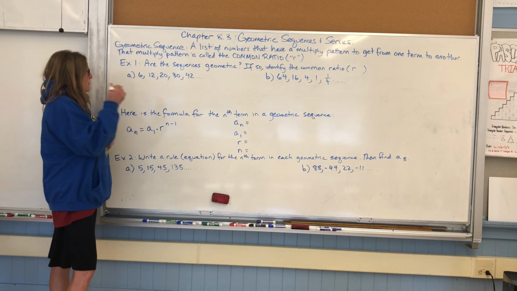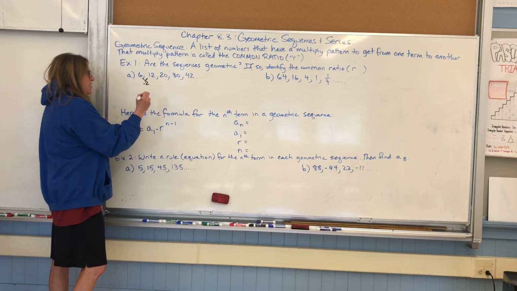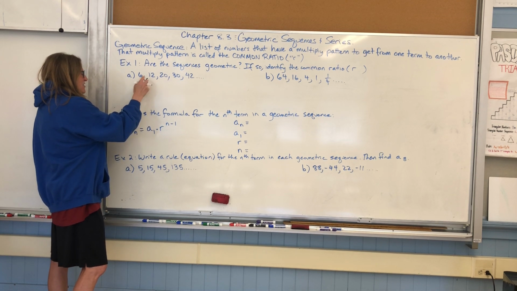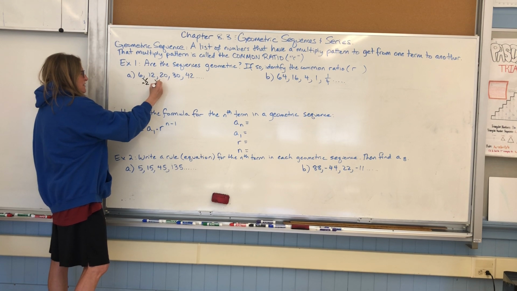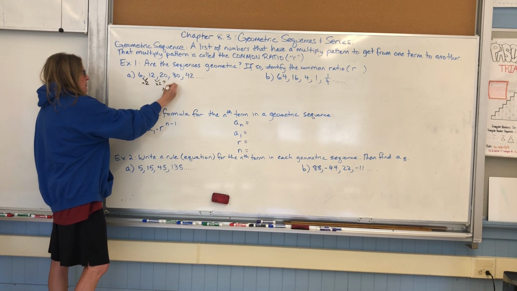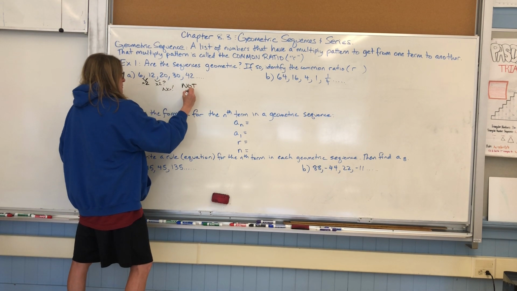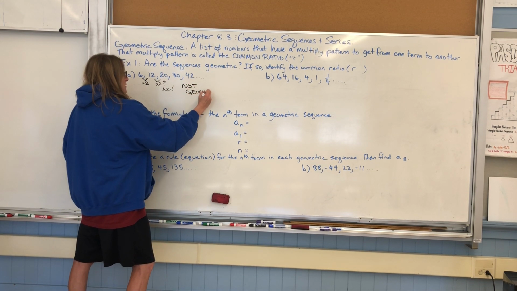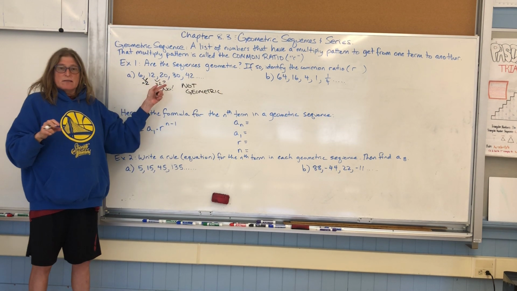So let's check this out. Well, we know 6 times 2 is 12. That's good. But are we going to have times 2 to get from 12 to 20? No, right? This is not geometric. Because in order for it to be geometric, we have to have the same multiply pattern.